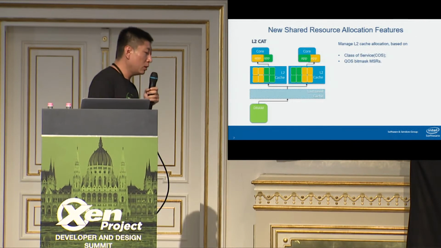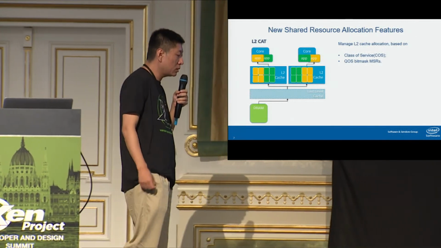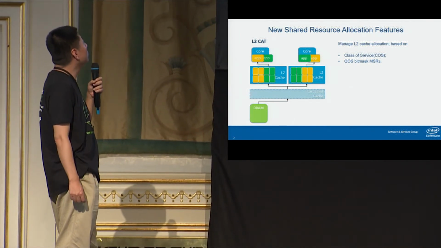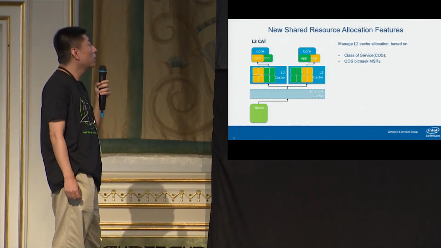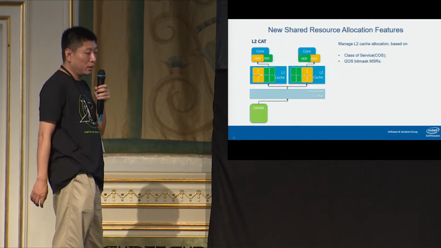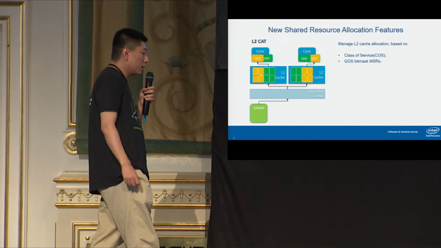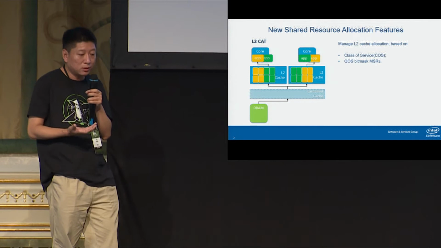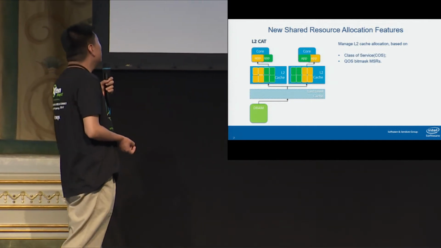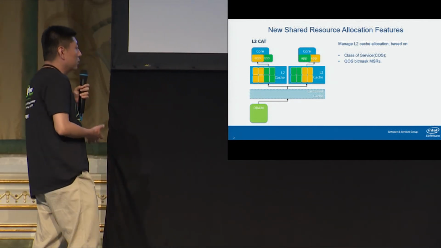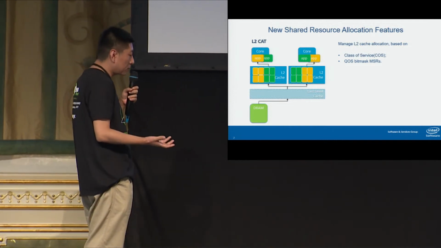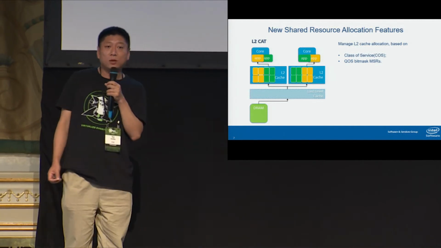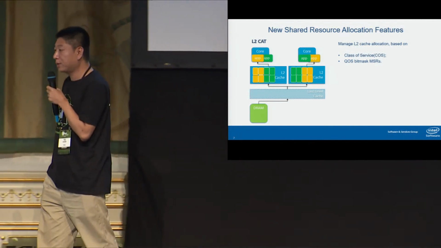Now Intel is introducing some new RDT features like L2 CAT, L2 Cache Allocation technology. It is very similar to L3 CAT, with the difference that L2 CAT manages the L2 cache, which is shared by different logical processors instead of different cores. Another difference is that L2 CAT does not provide the CDP feature yet.